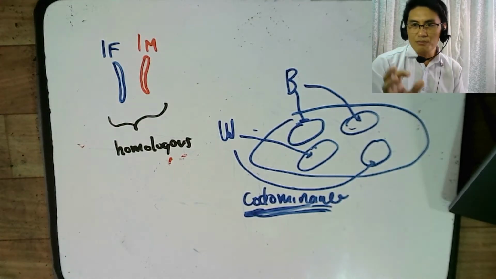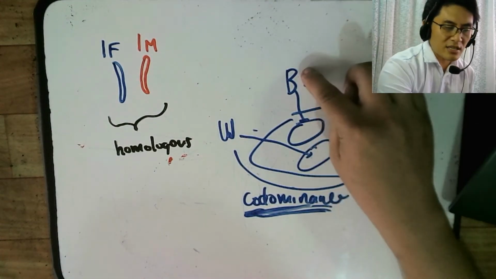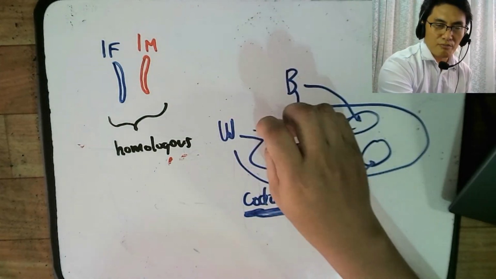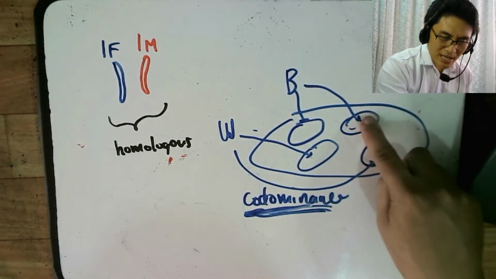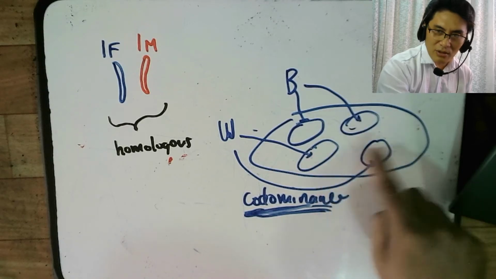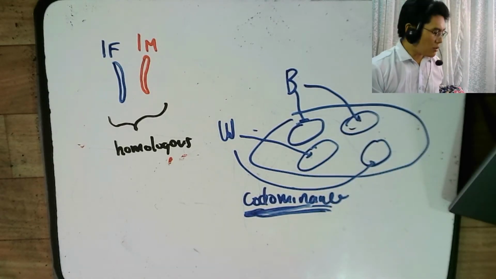Remember, it's different from incomplete dominance, because in incomplete dominance, this is expressed and that is expressed, and they're mixed. So instead of black and white, you get gray. But in this case, you really get black, but only at these points. You get white, but only at these points. So that's what we call codominance.